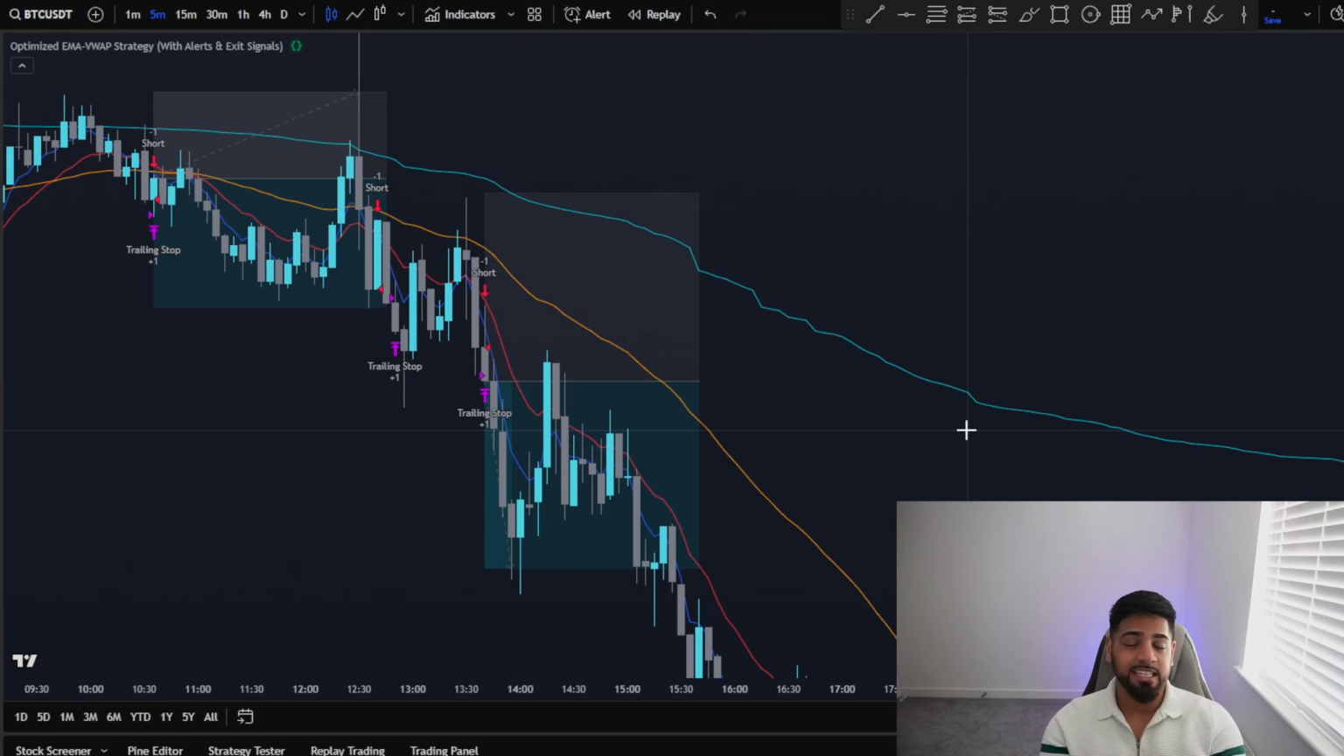It's going to tell you when to enter, exit, stop loss, take profit, everything, so you don't have to. And we're going to be taking it one step further, where we're going to be making it completely autonomous.